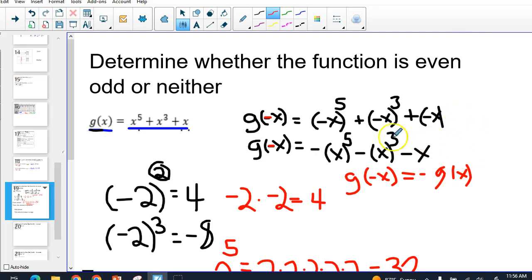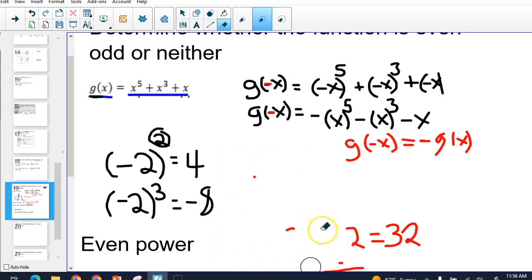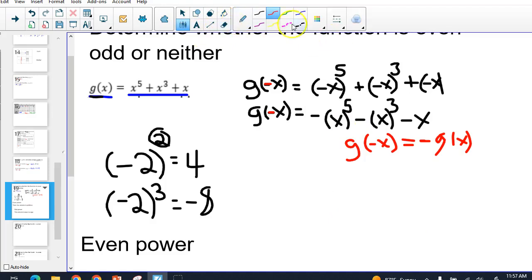Say it again. Since all of the signs on the inside here change to negative, that's the equivalent of multiplying the entire function by a -1. It's a little difficult to see. We can show why here. So g of -x, all of our signs changed, which is equivalent to multiplying the entire equation by -1, but let's just multiply the entire equation by -1 to show it.